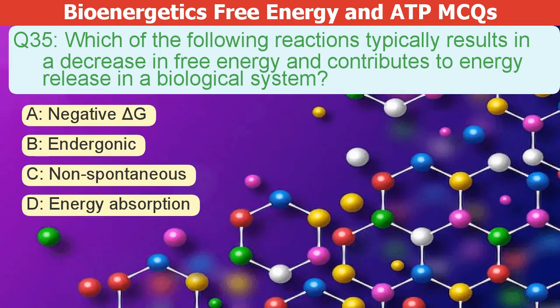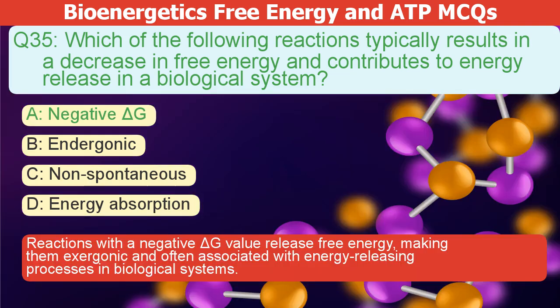Which of the following reactions typically results in a decrease in free energy and contributes to energy release in a biological system? A. Negative delta G. B. Endergonic. C. Non-spontaneous. D. Energy absorption. The correct answer is A. Reactions with a negative delta G value release free energy, making them exergonic and often associated with energy-releasing processes in biological systems.